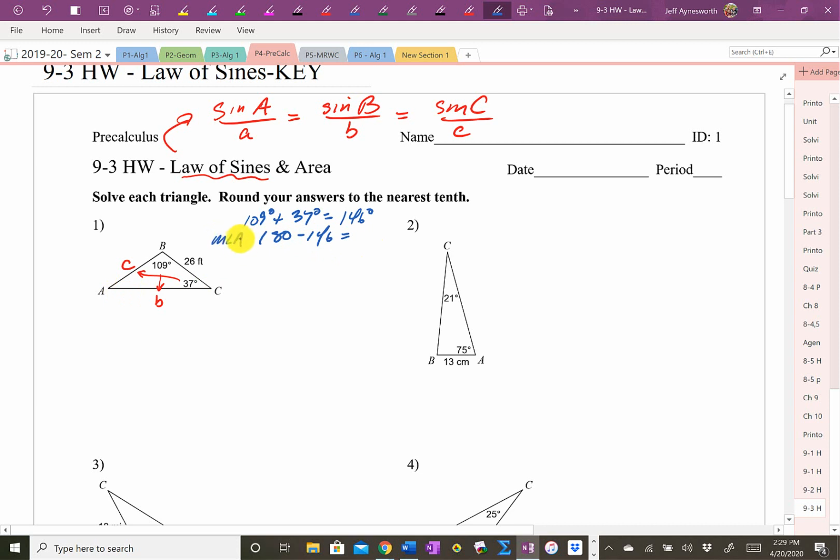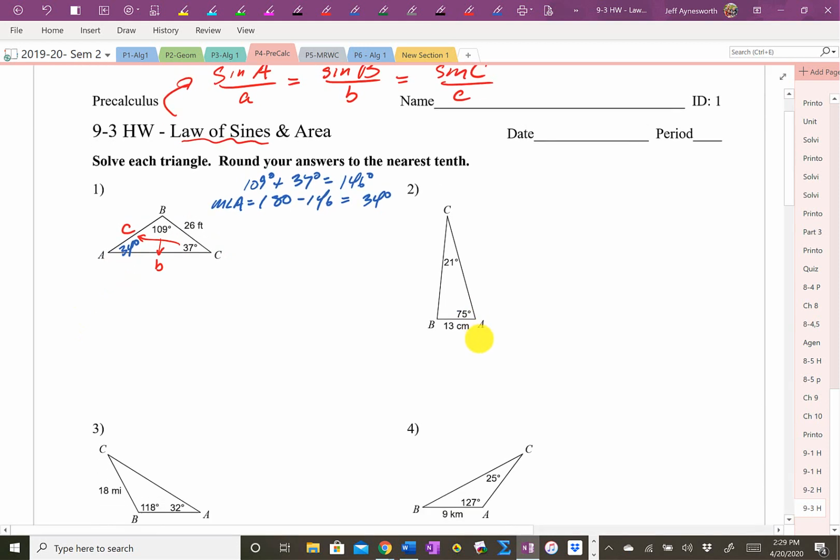So this is the measure of angle A here. 180 minus 146 happens to be 34 degrees. So this angle here is 34 degrees. Just using basic facts on triangles, we know that the sum of all three angles in any triangle always adds up to 180. You guys already know that because you are pre-calc students. Okay, now that we know that, then we know the following is true.